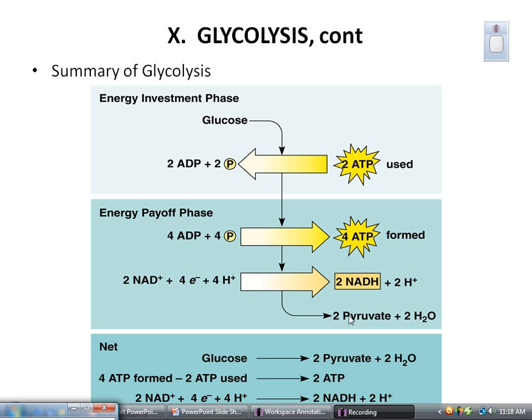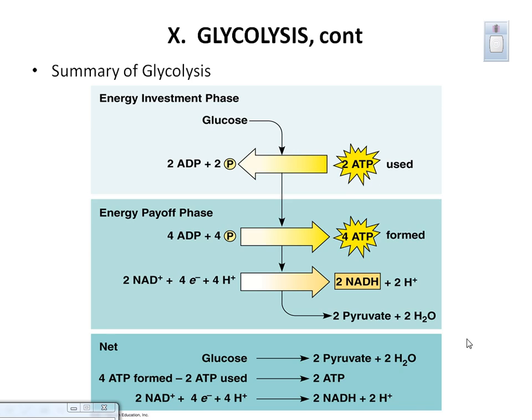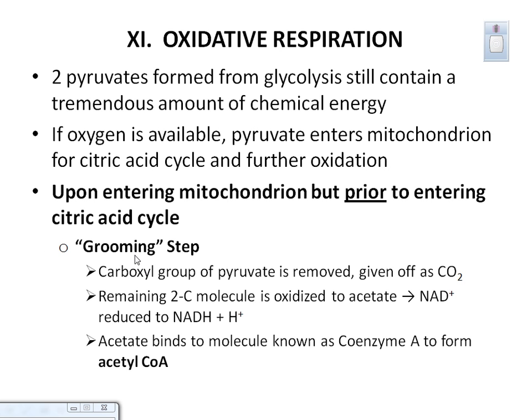As a result, I now have compounds called pyruvate or pyruvic acid, and of course, I formed a little bit of water in this process. So the net at the bottom, you can see glucose becomes pyruvic acid or pyruvate. My 4 ATP formed minus my 2 used gets me 2 overall net gain, and then my NAD+ that caught the electrons along with the hydrogens became my 2 NADHs, plus a little bit of hydrogen as a result of that. And those hydrogens lead to the buildup of a gradient that will help with chemiosmosis later on. So that's glycolysis. All right, moving on, let's go to oxidative respiration.